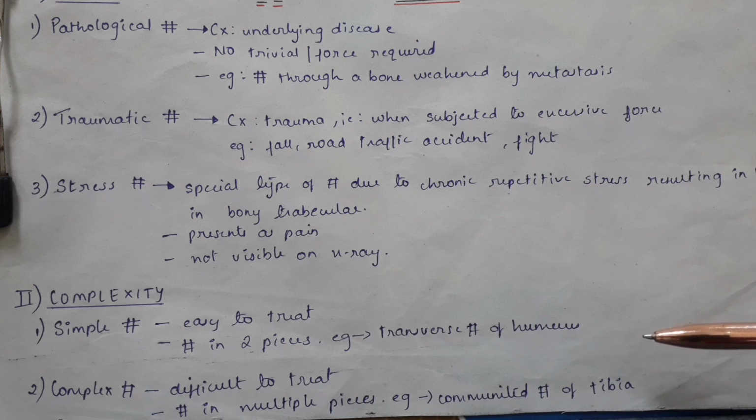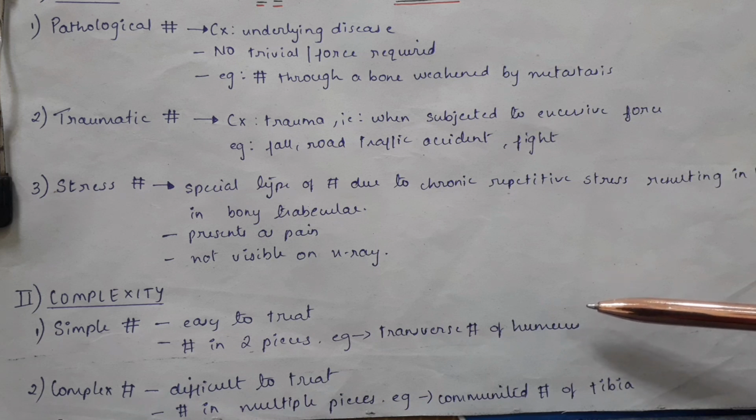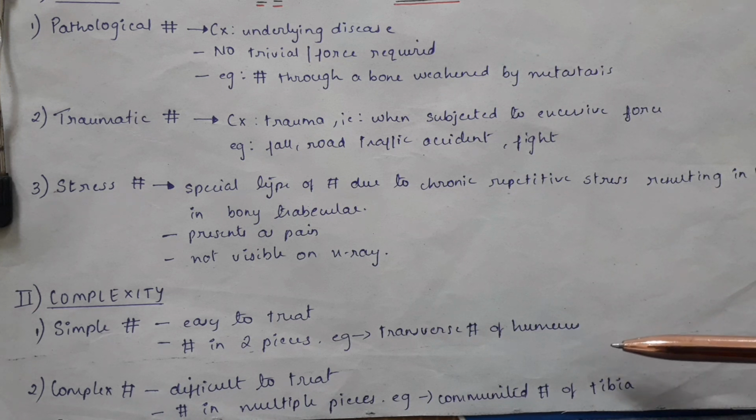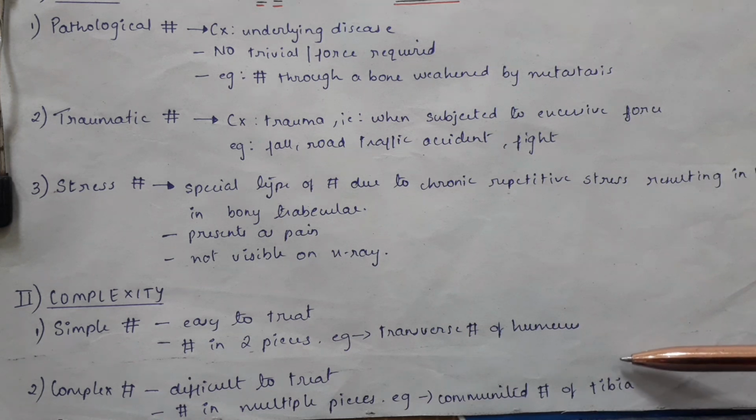The second classification is based on complexity. This is further divided into simple fracture and complex fracture. Simple fractures are easy to treat, that is, the fracture occurs in two pieces. For example, the transverse fracture of the humerus. Complex fractures are difficult to treat. Here, the fracture occurs in multiple pieces. For example, comminuted fracture of tibia.